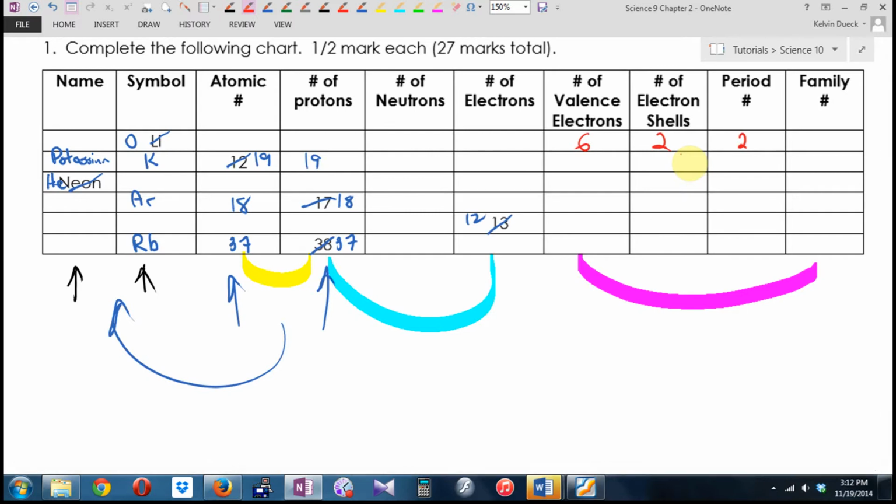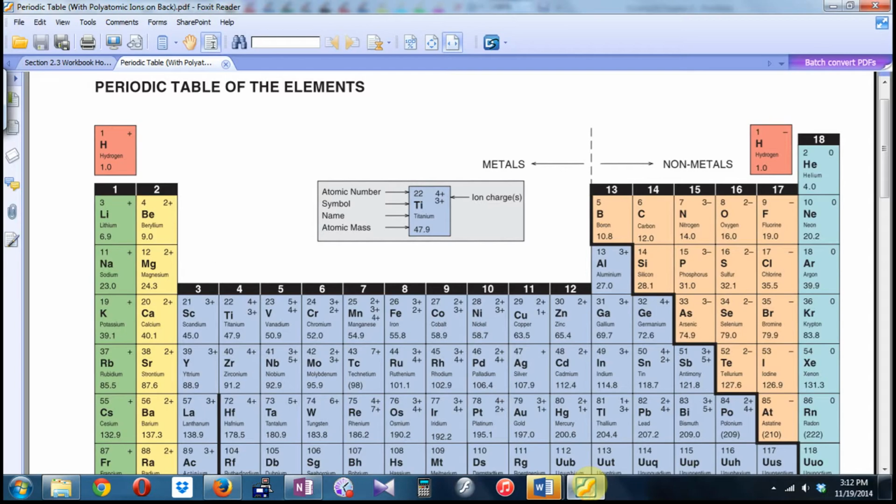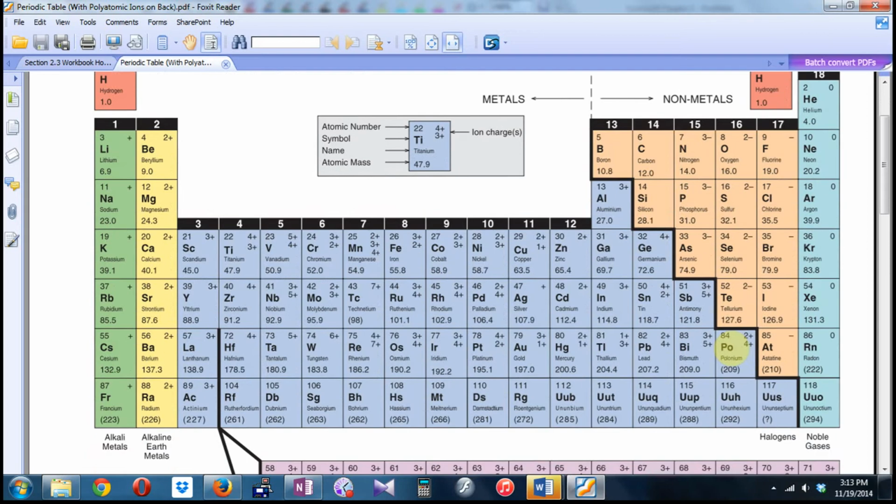What family number is oxygen? Family number is these ones in black. So oxygen is part of family number 16, which probably has a name, but we don't care about it. What are the families that I'm making you not memorize, because it's on the table, but you need to know? Sorry, 4 families.